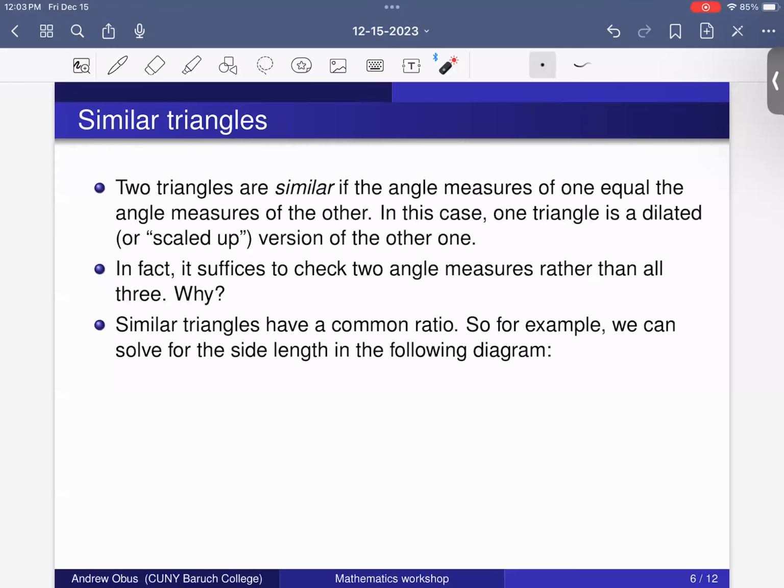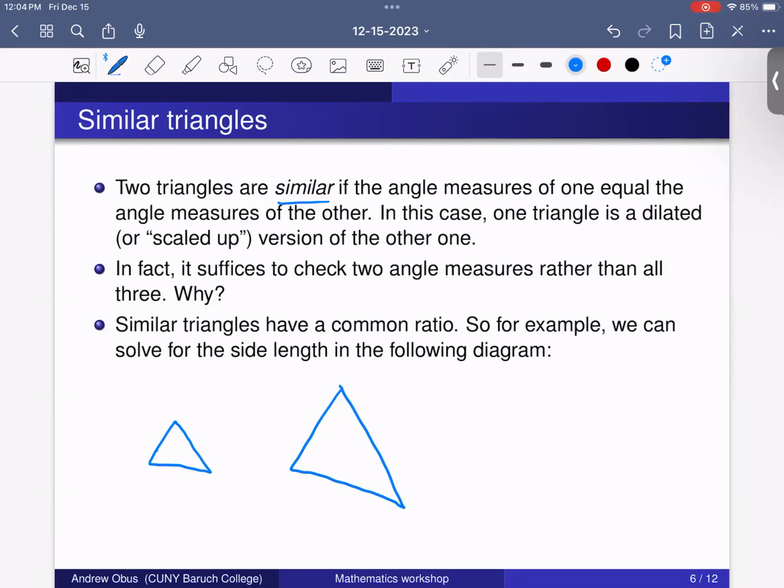So we say 2 triangles are similar if the angle measures of one are the same as the angle measures of the other. And in this case, the picture is that one of the triangles is dilated, that's the mathematical word, the common word you'd just say is a scaled up version of the other one. So if I want to draw a picture of similar triangles, I might have a triangle that looks like this, and then a triangle that looks like this. And these angles are going to be the same.